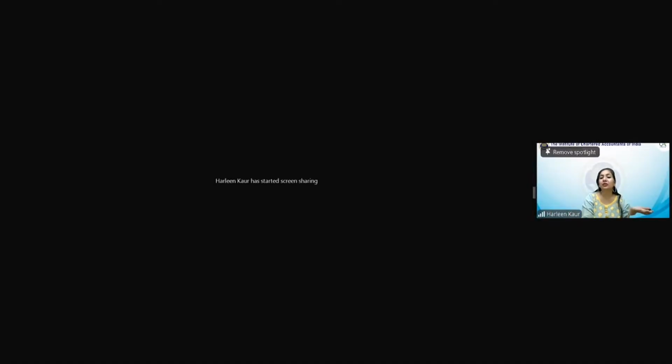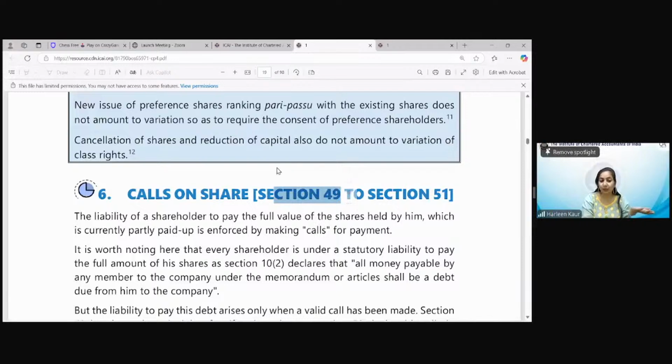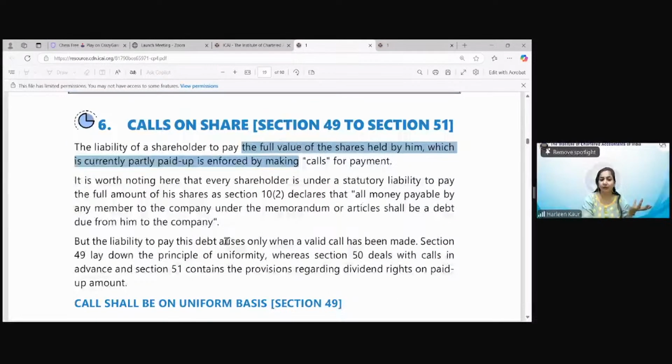This is what your dear section 49 tells you. It says liability of a shareholder to pay the full value of shares held by him, currently partly paid up, by making the calls for payment. So what is the meaning of this line? First call and second call. Every shareholder is under a statutory liability to make the full amount of the share declared. All the money paid under the memorandum or articles shall be a debt due from him to the company.